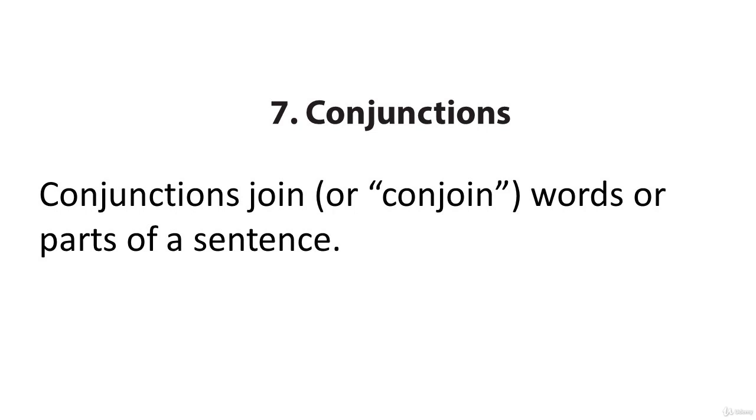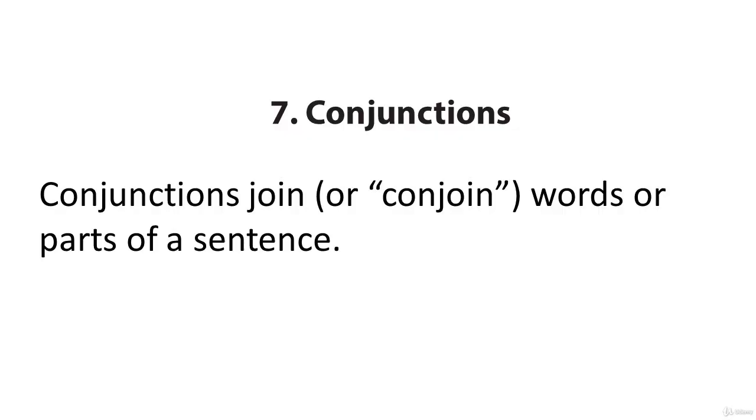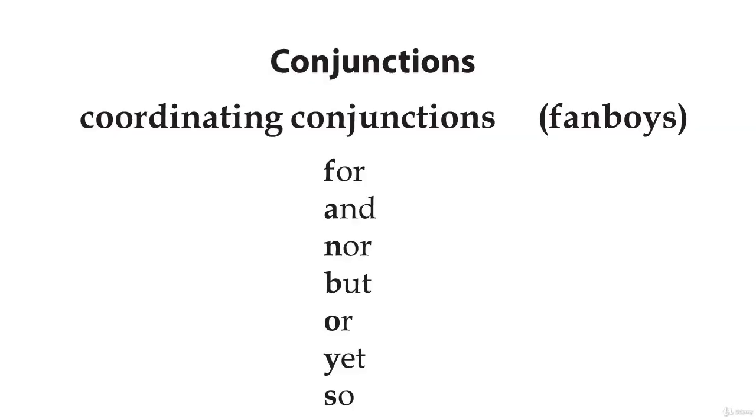All right, number 7, conjunctions. The conjunctions will join, or you can think of it as conjoin, words or parts of a sentence. You've heard of conjoined twins. These are twins that are attached, and that's kind of what a conjunction does. It attaches two different sentences or two parts of a sentence. So we'll look at some examples of types of conjunctions here. There's coordinating conjunctions, and there's a nice acronym that helps us remember these coordinating conjunctions. Fanboys. So for, and, nor, but, or, yet, so. This is a way of remembering coordinating conjunctions.